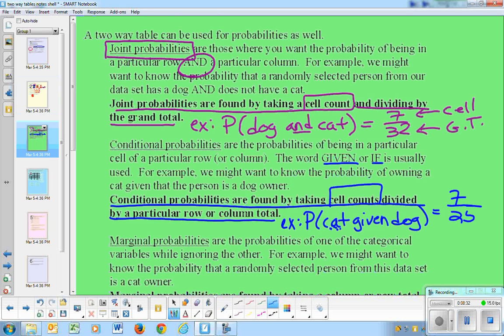Sorry, my board is really misaligned. I'm trying to write a 25 here. Give me a second. I'm going to pause the video. Okay, sorry about that. It was really weird.